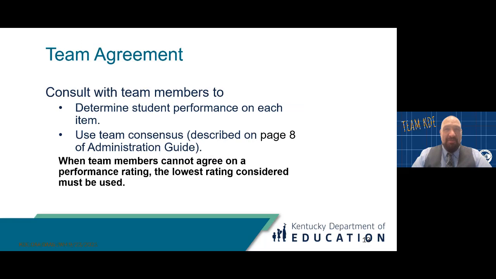Let's talk about team agreement. So the scoring of the TAR is done by the educational team associated with the student. The team should work together to determine scores on each item. KDE and UK have provided guidance in the TAR administration guide on how to reach consensus. When consensus cannot be agreed upon, the lowest rating considered must be used for scoring purposes. So if you have 4 team members, 3 of which think an item is a 2, and 1 team member thinks it's a 1, and you cannot come to a consensus to rate it either a 1 or 2, then the 1 must be used.